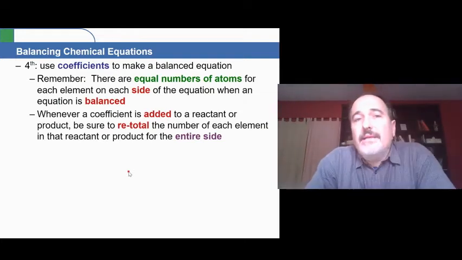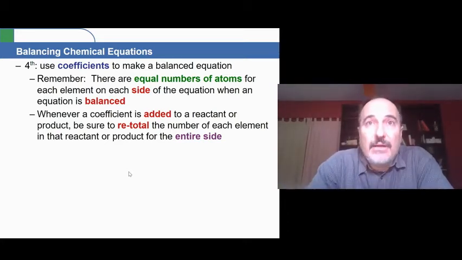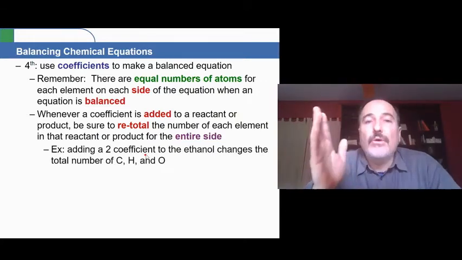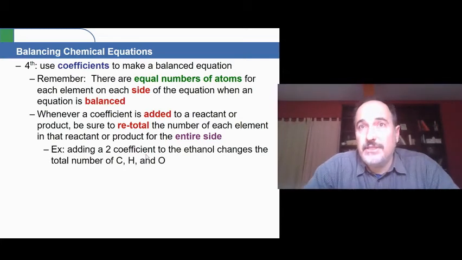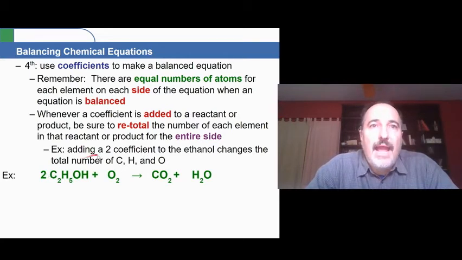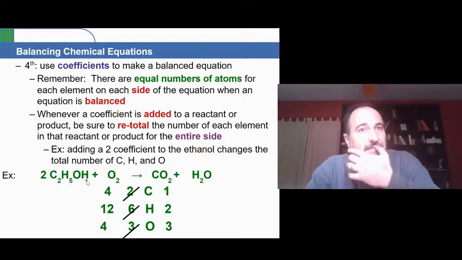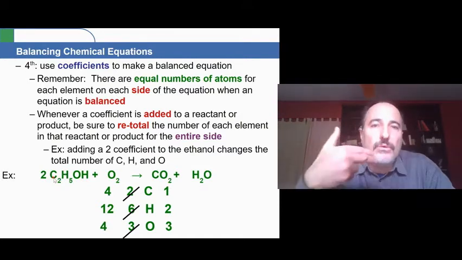Now, also keep in mind that whenever a coefficient is added to a reactant or product, you need to be sure to retotal the number of each element in that reactant or product for the entire side, okay? For example, all right, if I were, just as an example, to add a 2 coefficient to the ethanol, since ethanol has carbon, hydrogen, and oxygen, I need to go and then retotal carbon, hydrogen, and oxygen for that side. So like if I put a 2 here, and if you remember, I started off with 2, 6, and 3. Well, when I put a 2 there, that changes carbon, hydrogen, and oxygen, since it's found in the entire thing. So I would go and retotal how many of each one I have.